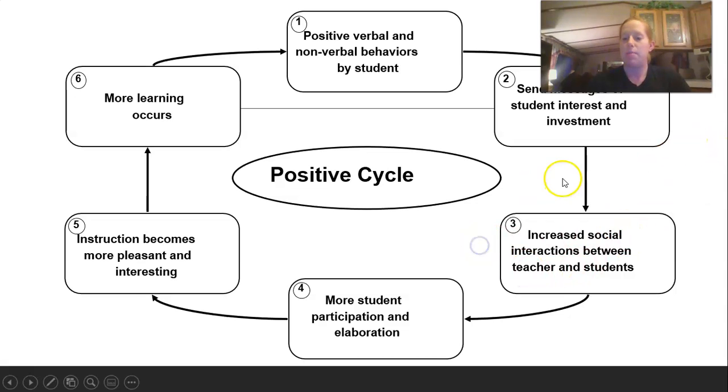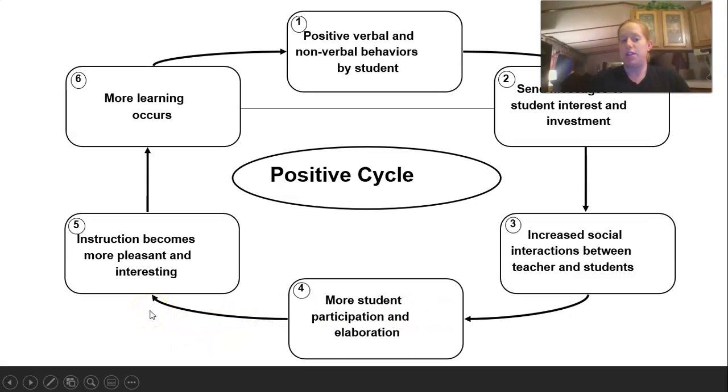What we talked about a little bit before, it increases social interactions between the student and the teacher, which will help create a better classroom atmosphere where students will learn more. It helps students to participate as well as elaborate. So not only are they asking students to ask questions, they're also asking students to come up with comments about what the teacher is saying, or to elaborate or comment on other ideas from other students.